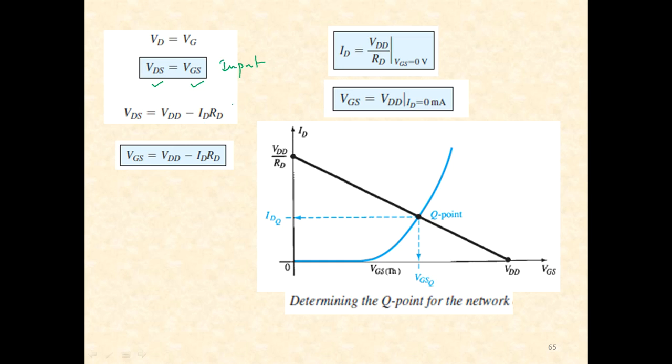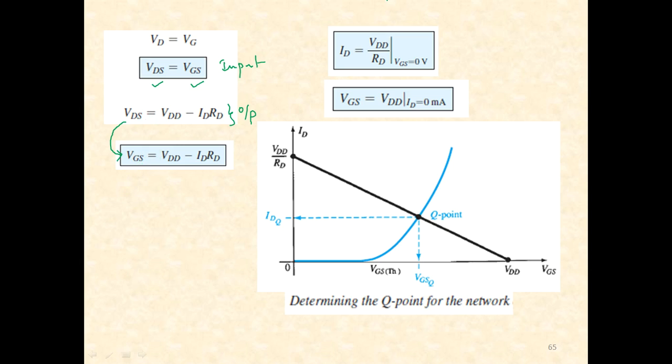That is for the input side. When you apply the KVL at the output side, you will get this expression: VDS equal to VDD minus ID into RD. Now since VGS is equal to VDS, you can relate this expression like this also.